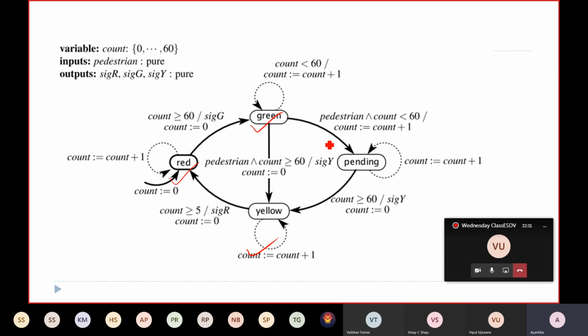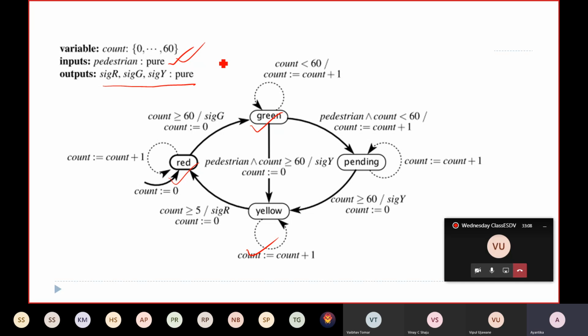So what are my transitions? First, we define my input. One input is pedestrian, because based on the pedestrian input I will check whether I can move from green to yellow or not. If not, we have to continue within green. Then my outputs will be based on my transition conditions. We will set SIG-G and SIG-R, the signals to turn on these lights.